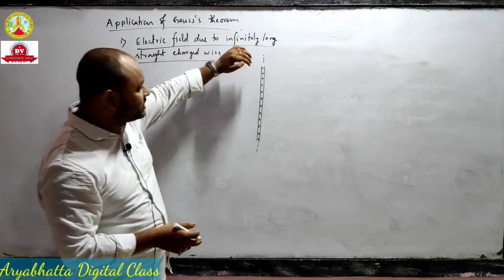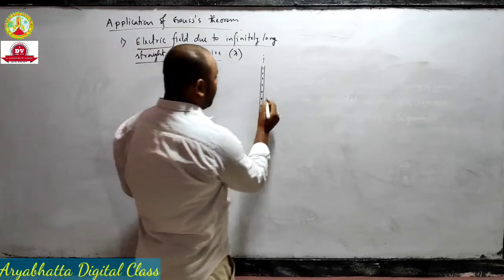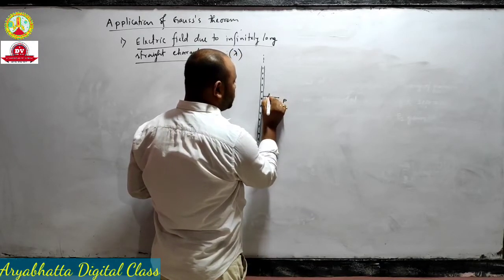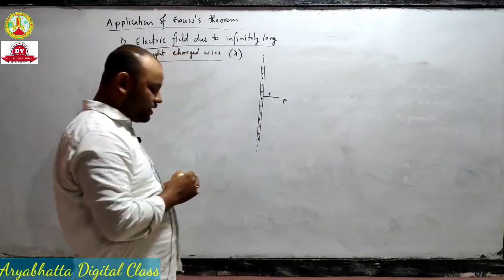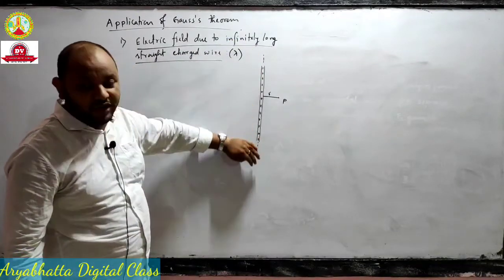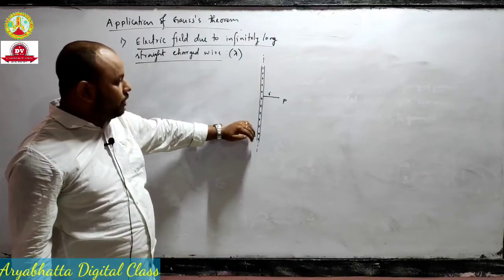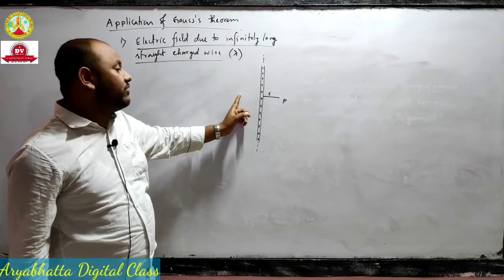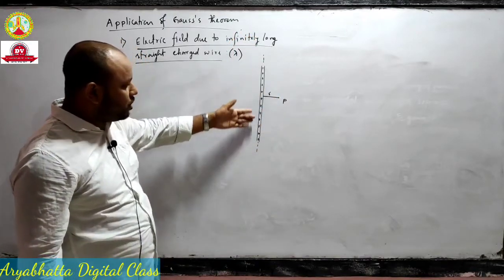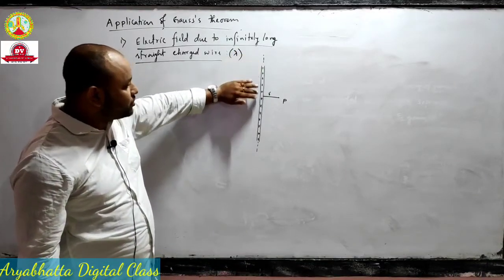And for this line charge distribution, we need to calculate the electric field at a point P, which is at a distance r, due to this infinitely long straight charged wire. Here the charges are uniformly distributed.